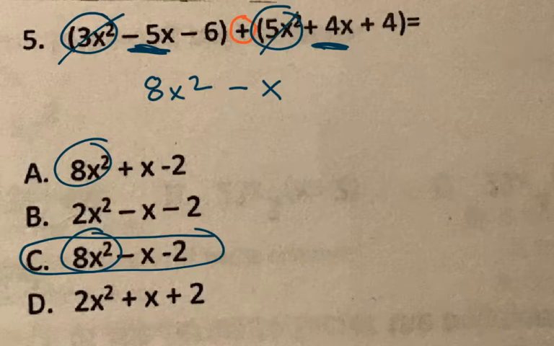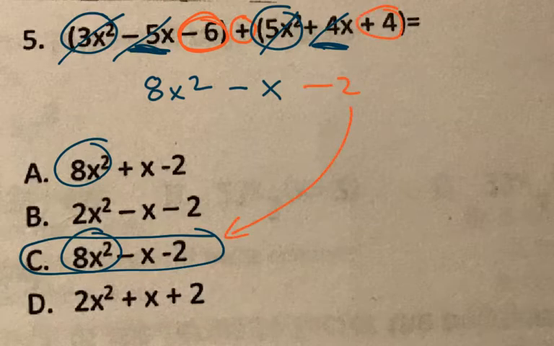We did the x squareds, we did the x's. Now, what about minus 6 and a plus 4? Well, that's minus 2. And again, as you can see, that's exactly what we got for choice C. Pause the video if you need to.